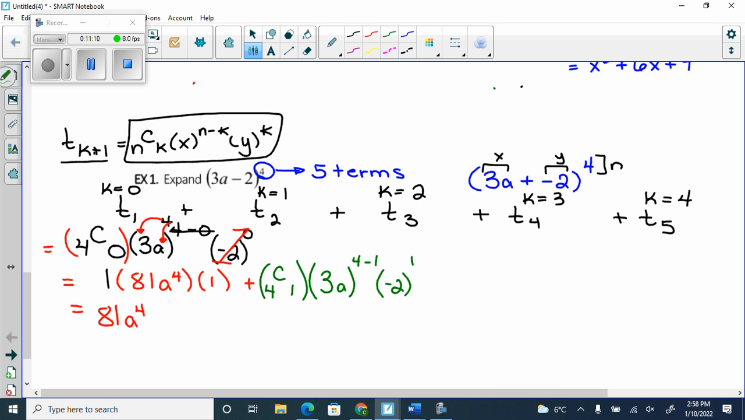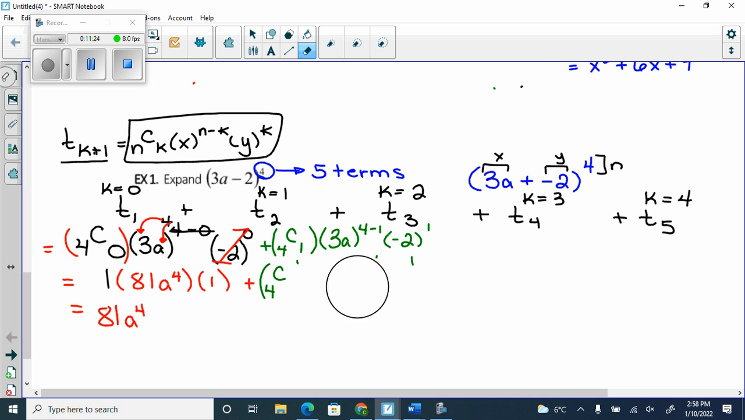What's 4c1? I don't know why I wrote it down here. It should be here. What's 4c1? How can I have 4 objects and choose 1? How many ways can I do that? 4. I'm going to choose that one, then that one, and then that one. So there's 4. So 4 choose 1 is 4.